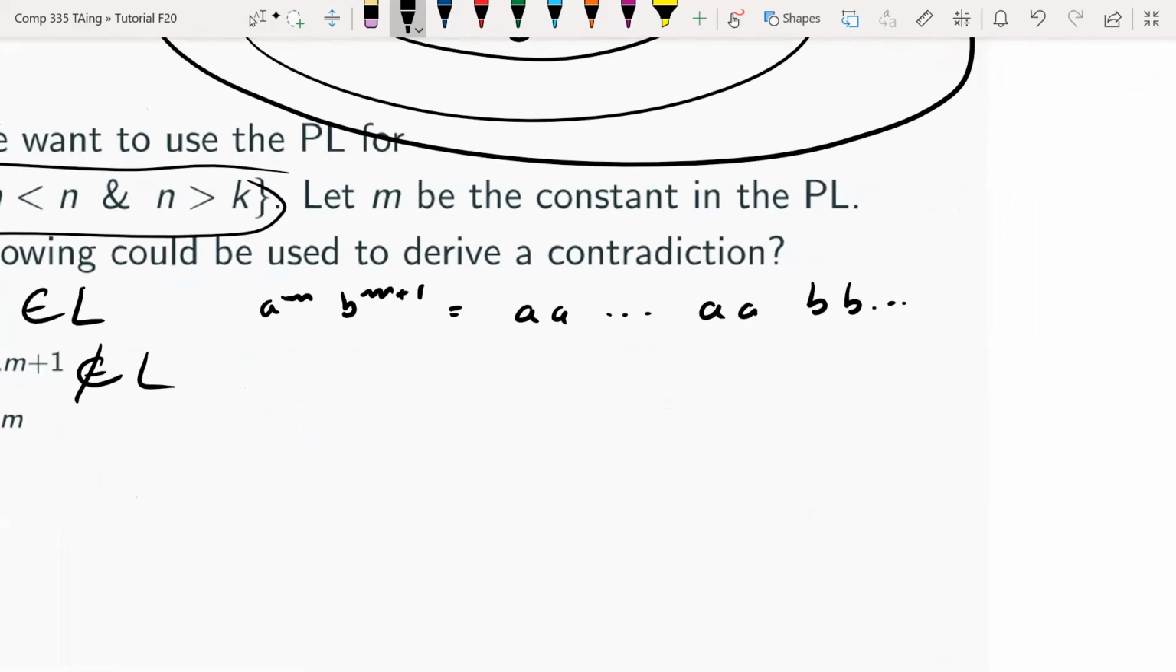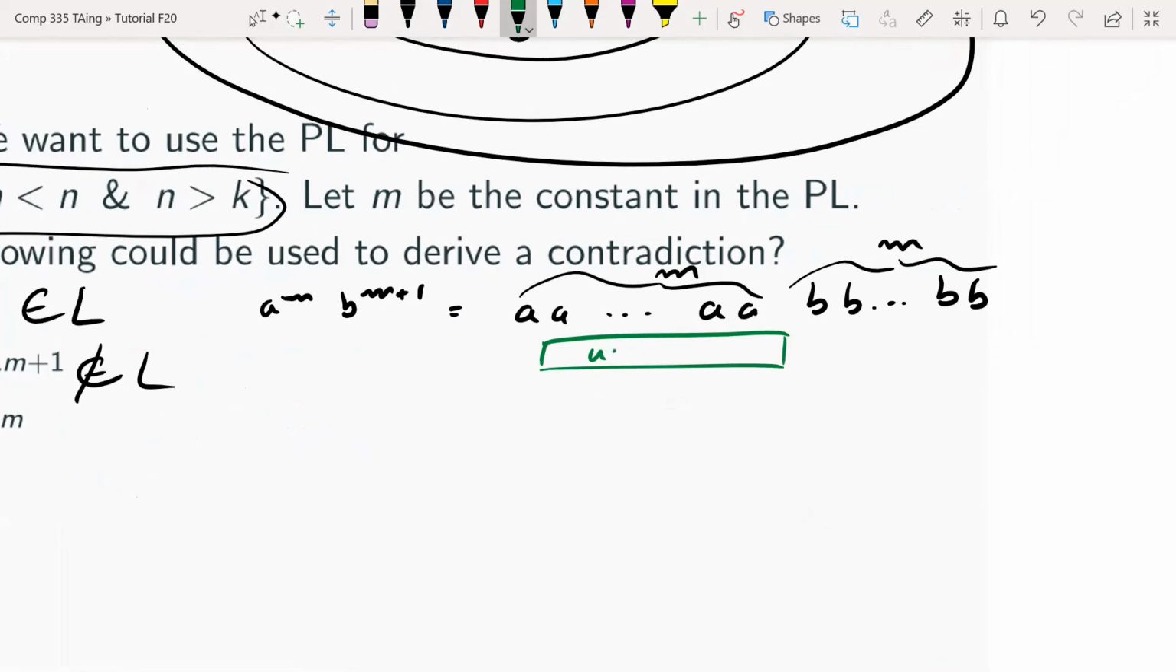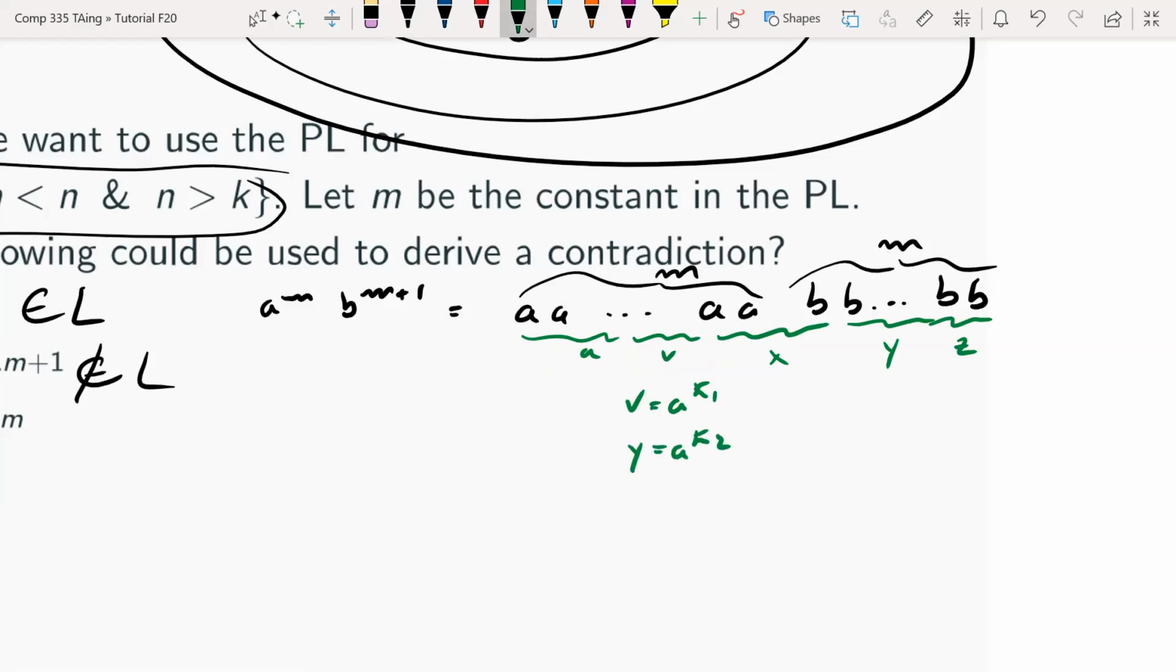so you have M A's and you have M+1 B's. Now remember what you do in trying to prove that a language is not context-free. You take U, V, X, Y, Z, and you scan it over the whole string. One of the possible scans could be that U is here, then V is here, then X, and Y is here, and then Z is here, right? So what that means is you could have V is A^K1 and Y is A^K2, right?